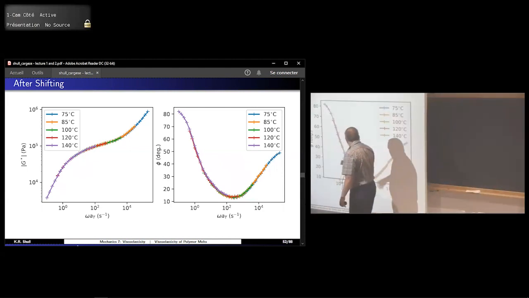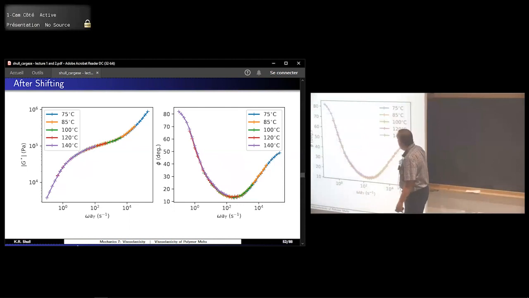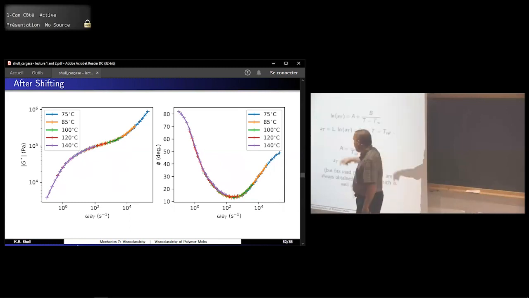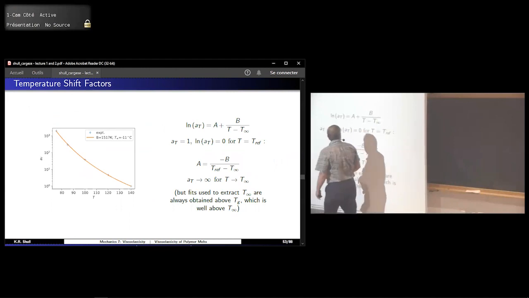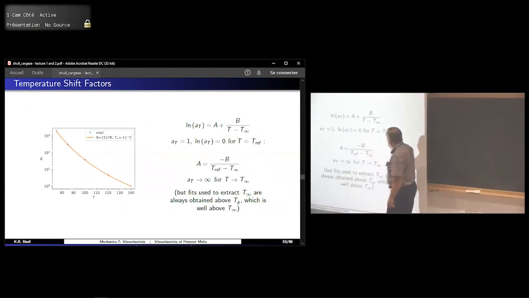So the only question that finishes the story is, what shift factors do I actually use to do this? And those shift factors give me the temperature dependence of the relaxation time. This is what they look like in this example. These are all the temperatures that I actually use. And then there are a couple of different forms of this.